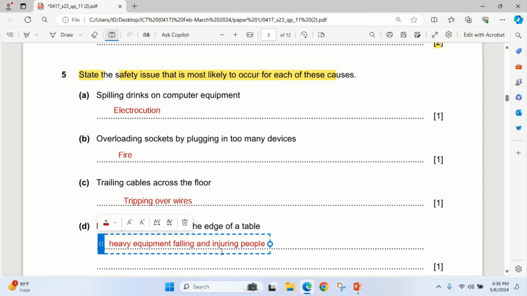it could cause injury. Why is it important to use the word injury? Because if you just leave it on damaging is not safety. So safety has to do with the people using the computer, so you have to include that when it falls it could injure people around. So that is why that is very important for you to earn the mark there.